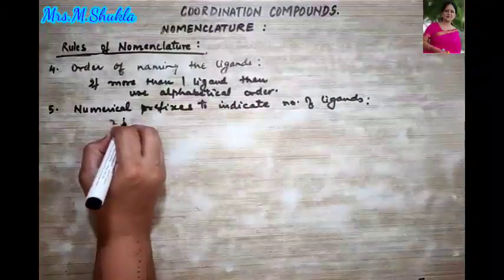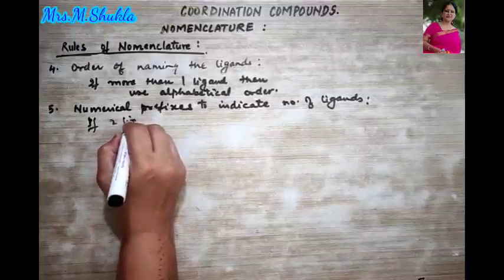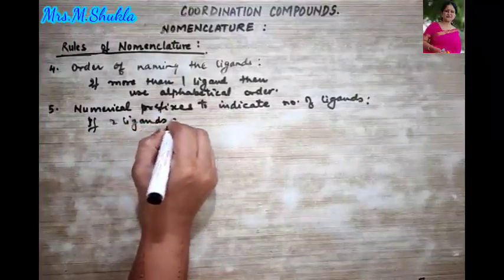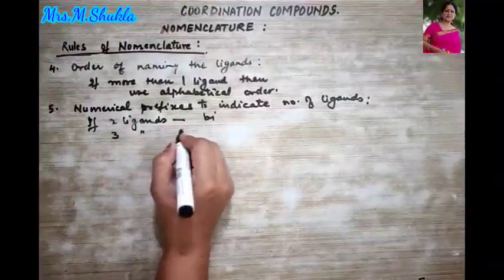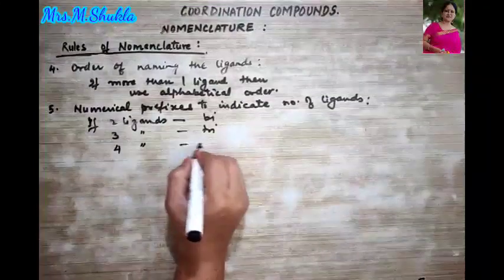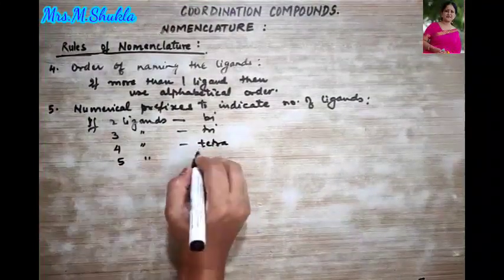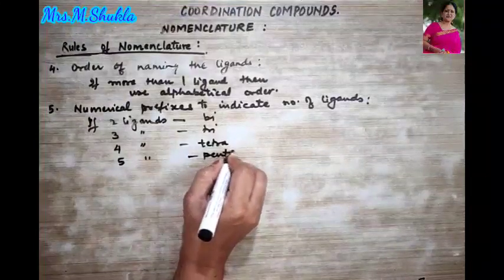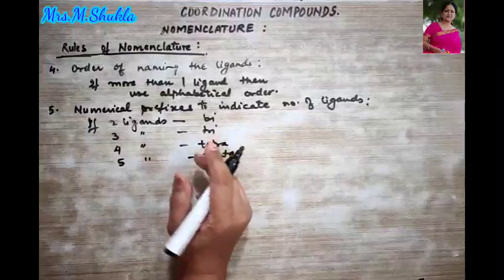If two ligands are there, then we use the word di. If there are three ligands, then we use the word tri. If there are four ligands, then we use the word tetra. If there are five ligands, we use the word penta. This point is clear.